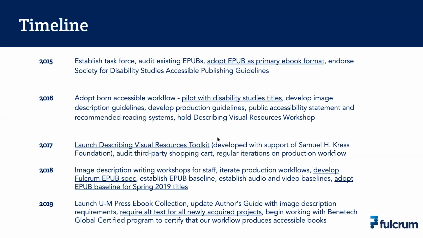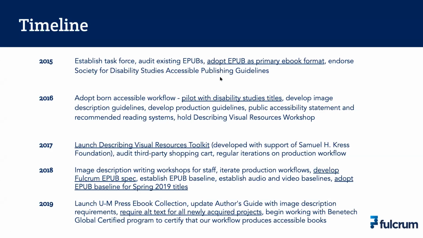So the first thing that we did was just audit our existing EPUBs and see what accessibility work we needed to do with our ebooks. But we also adopted EPUB as our primary ebook format. Before that, it was PDFs, and that made us change how we talked about our ebook products on our website and things like that.